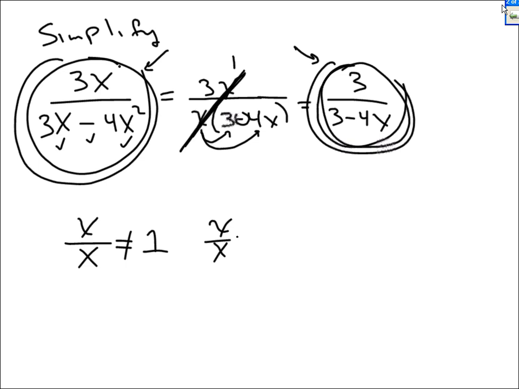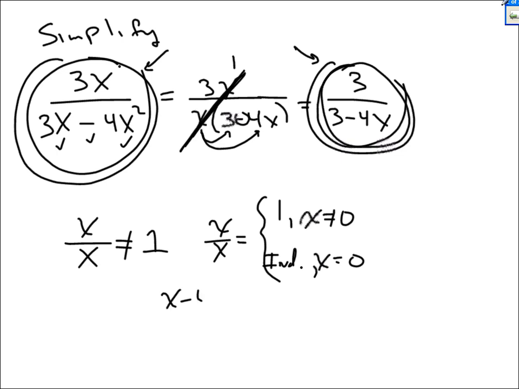X over x is a piecewise function. It's 1 provided that x is not 0. If x is 0, it's indeterminate.